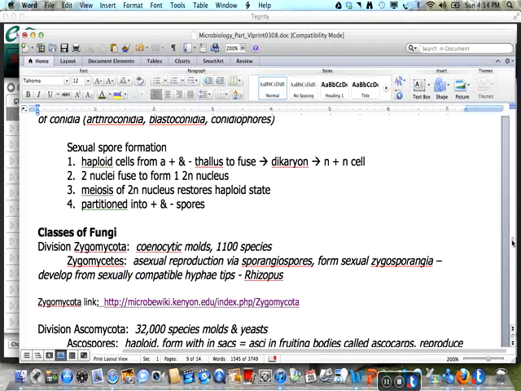Some fungi will have sexual spore formation. They form haploid cells from positive and negative thalli, instead of calling them male and female, which fuse to form a dikaryon. It is described as an N plus N cell. The two nuclei fuse to form a single 2N nucleus. Meiosis of the second nucleus restores the haploid state, and they are partitioned into positive and negative spores.